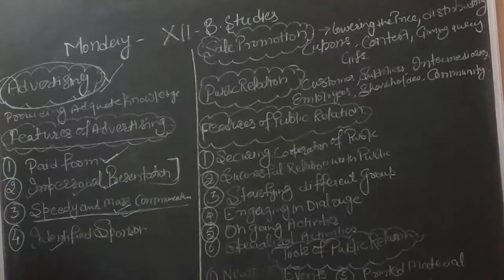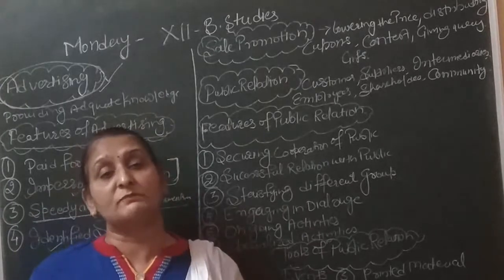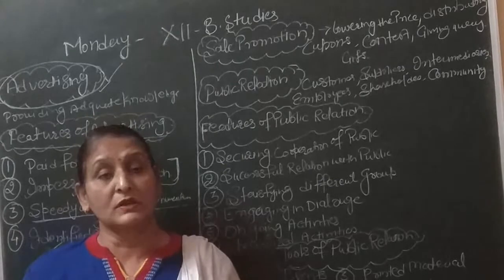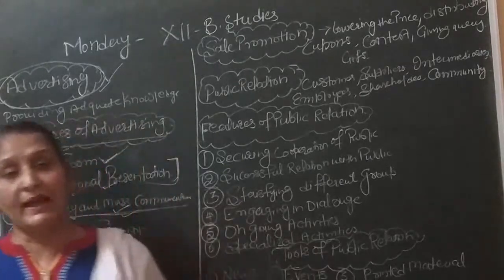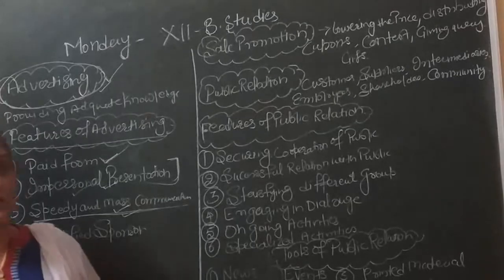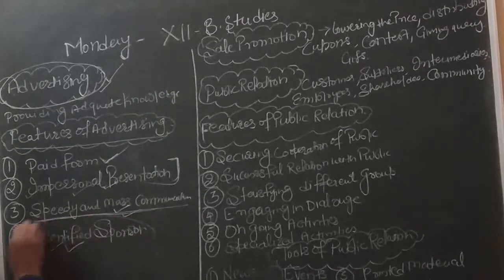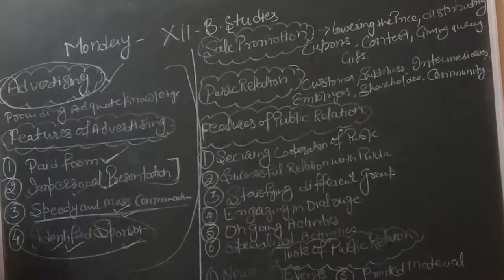Then, identified sponsor. In advertisement, when the presentation is made, the name of the sponsor is also given in the presentation. So with the help of advertisement, we can easily identify the producer, the seller or the sponsor of the advertisement. So students, this is the concept of advertising.